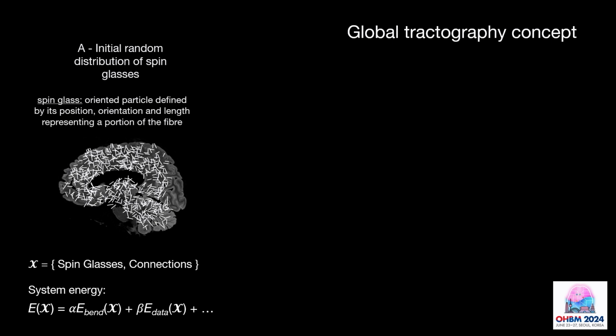We define two things. First, the system, which is composed of both the spin glasses and the subsequent connections. And we also define the energy of the system, which is composed of two main components, the data attachment energy term and the bending energy term. The data attachment energy term tries to align the spin glasses along the ODF, while the bending energy term promotes the formation of plausible connections.